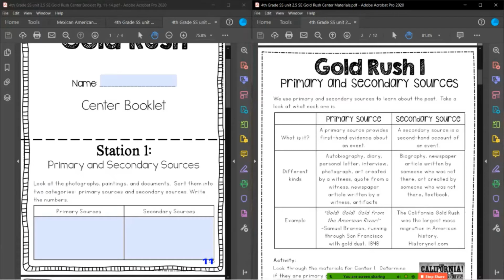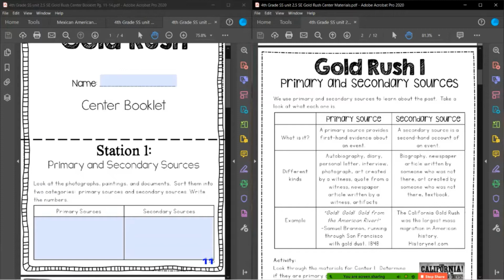So an example is this quote, "Gold, gold, gold from the American River." And this was said by Samuel Brennan running through San Francisco with gold dust in 1848. So this is a quote from someone during that time period. So that makes it a primary source.